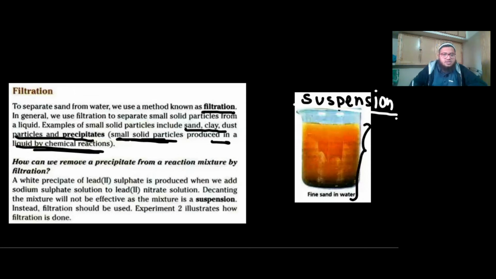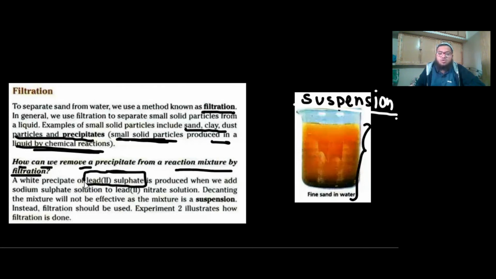Okay, so let's read through this part and then you'll figure out what it actually is telling us. How can we remove a precipitate from a reaction mixture by filtration? Okay, we've got a precipitate formed from a certain chemical reaction, and they've also given us an example of that reaction. That reaction produces a liquid product and a solid product. That solid product is called a precipitate. Now, a white precipitate of lead-2 sulfate. Lead-2 sulfate is a compound.